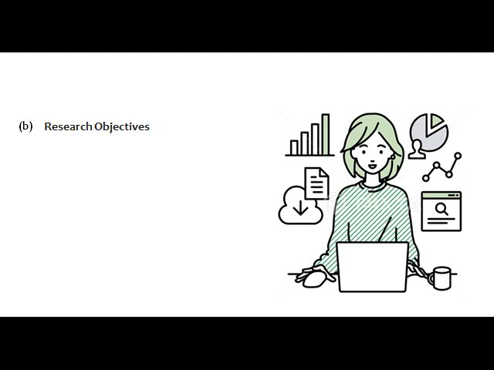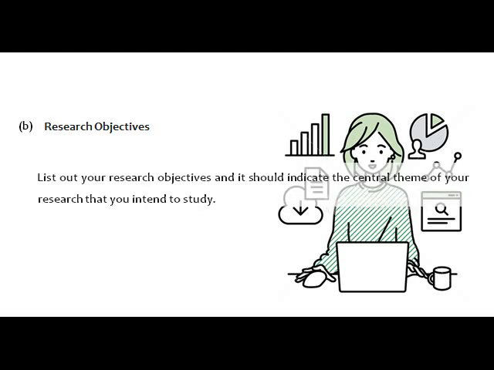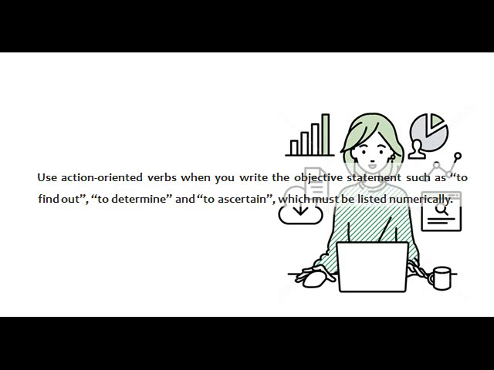Research objectives. List out your research objectives and it should indicate the central theme of your research that you intend to study. Use action-oriented verbs when you write the objective statement, such as to find out, to determine and to ascertain, which must be listed numerically.